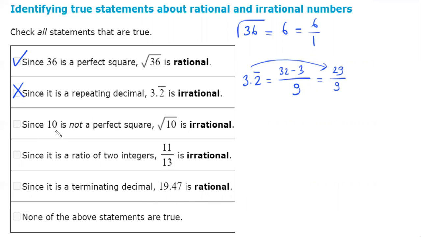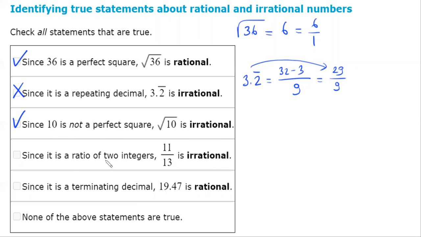All right, so since 10 is not a perfect square, root 10 is irrational. It is correct. Because I cannot take 10 out here, okay? Because 10 is not a perfect square.